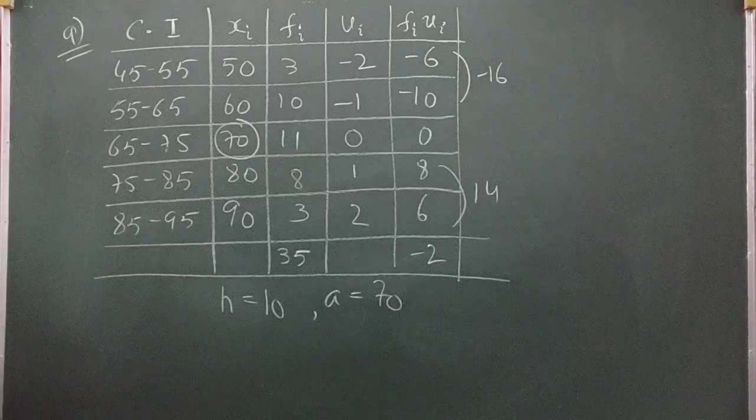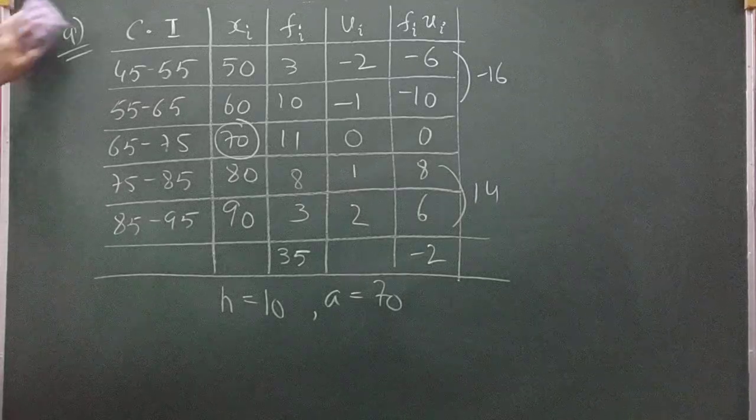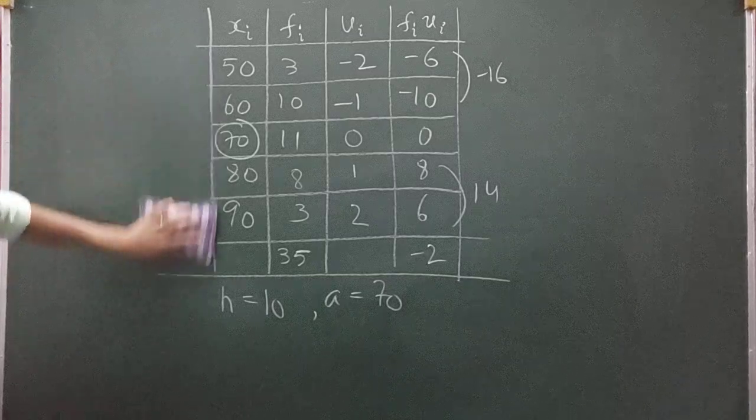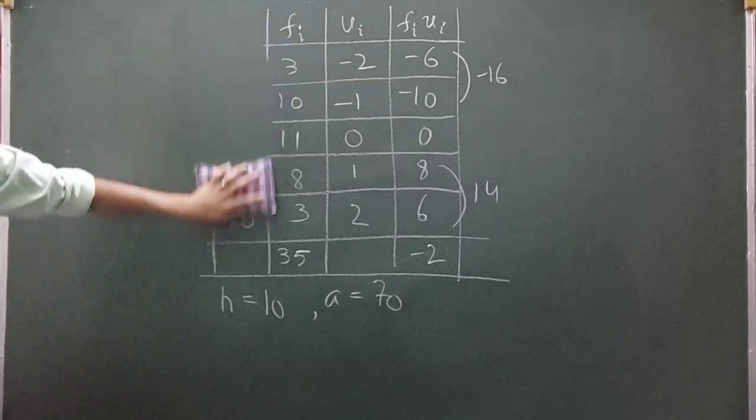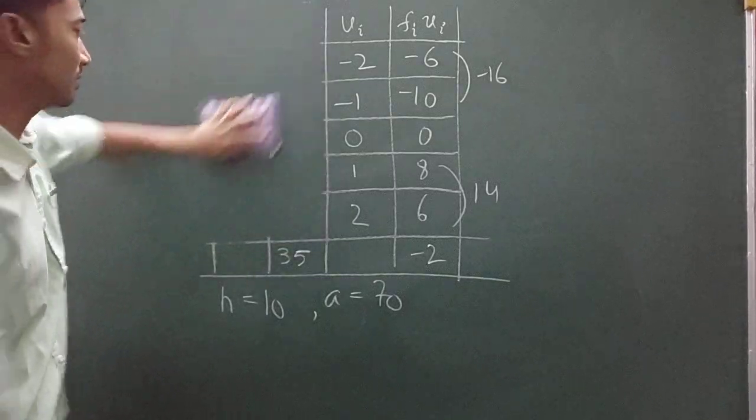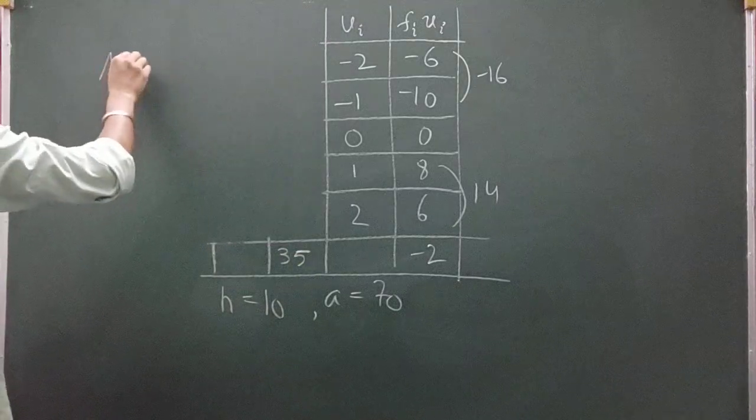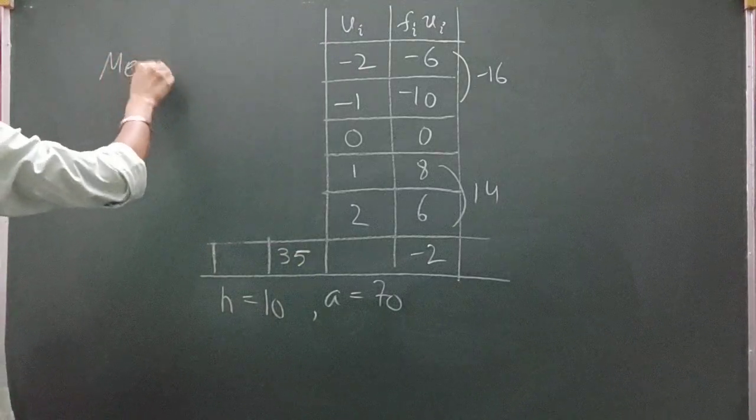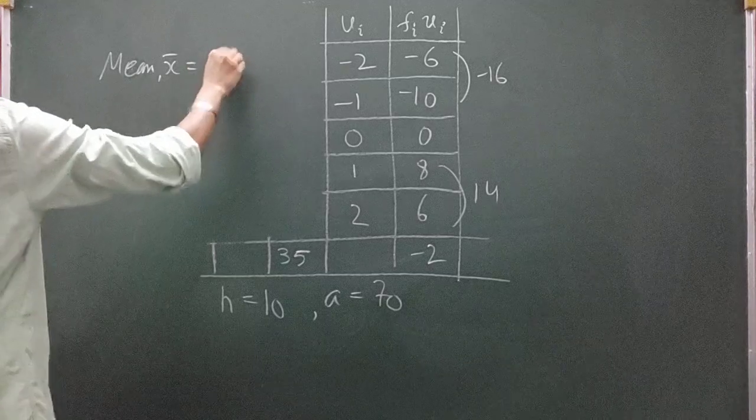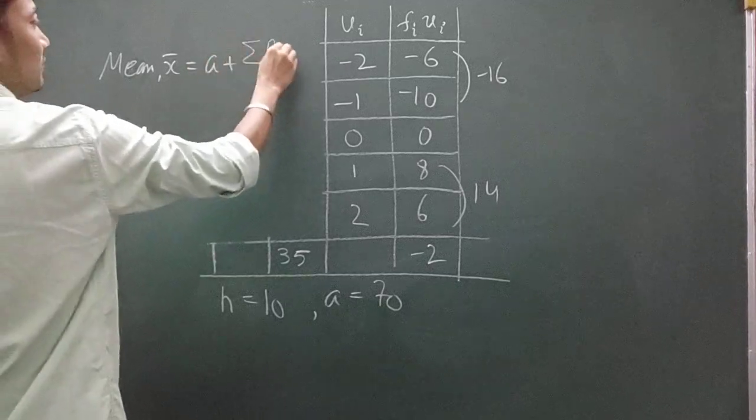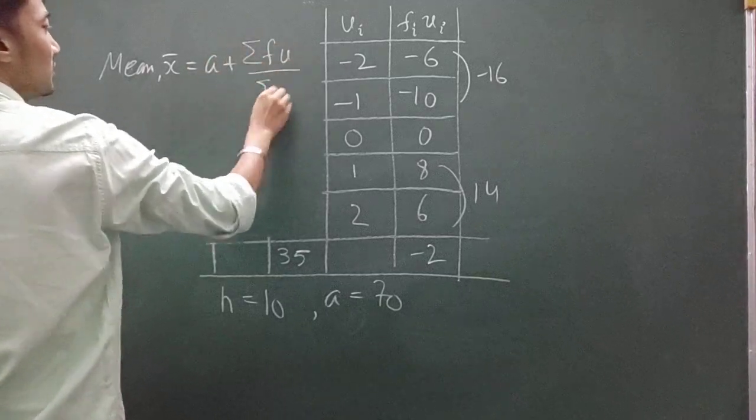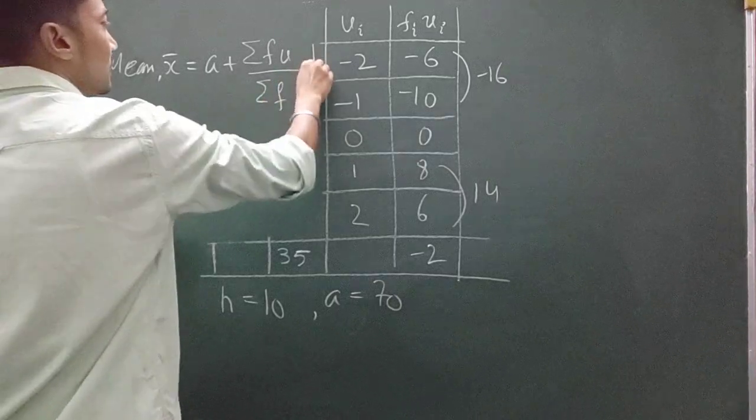Alright. Okay. Done. You can pause the video there. Alright, so I'm going to calculate now the mean very quickly. So that means, you see, if you practice well enough, it's not going to take time at all. Okay, so mean, that's x bar, that will be a plus summation of f into u divided by summation of f, into h.